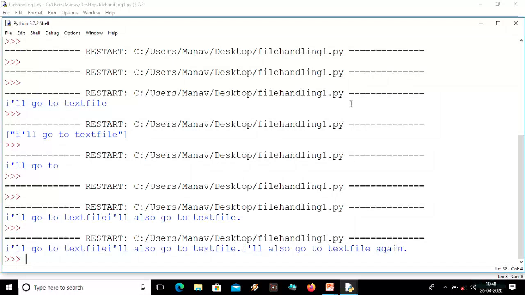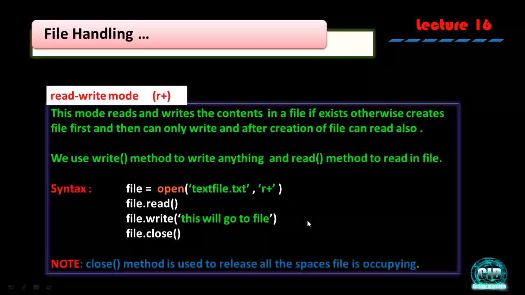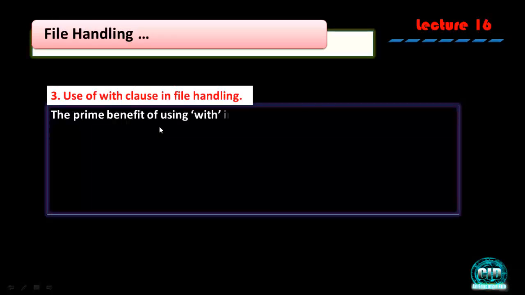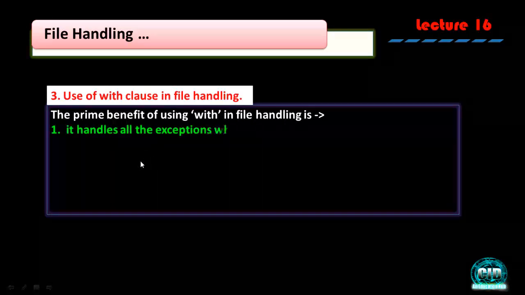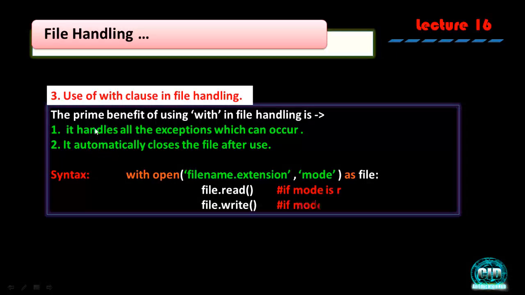Now let me show you the most important thing in file handling, that is the with clause. Using the with clause we can handle the exceptions which can occur. With the with clause we don't have to write the close method, because the with clause handles all the exceptions or errors. Let me show you.